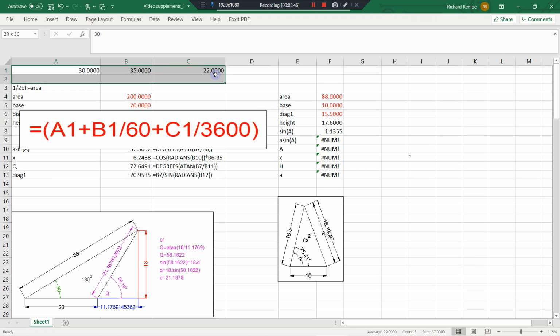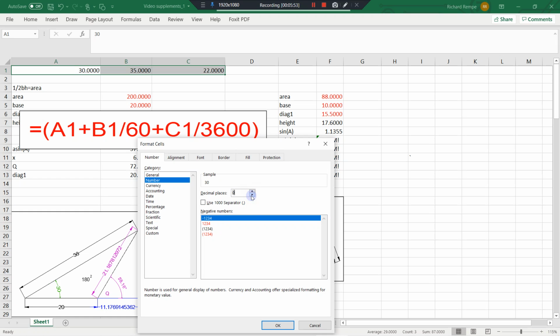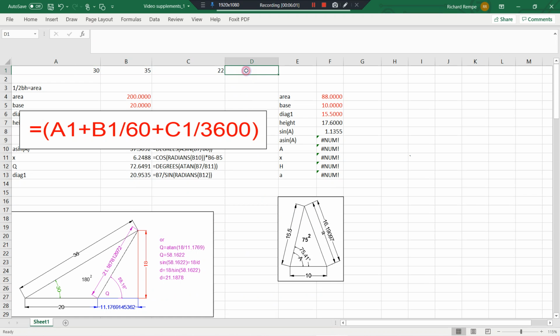Let's take that, change those values to no decimal place, just a whole number. Then in here, we're going to say it's equal to 31 plus B2 divided by 60, because there's 60 minutes in each degree, plus 22 divided by 3600, because there's 3600 seconds in a degree, and that's our answer. That gives you the decimal place.